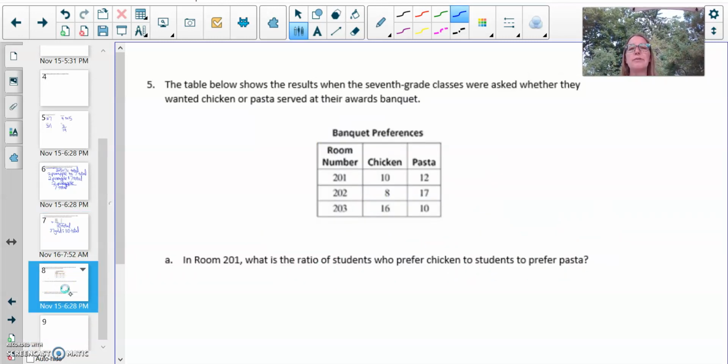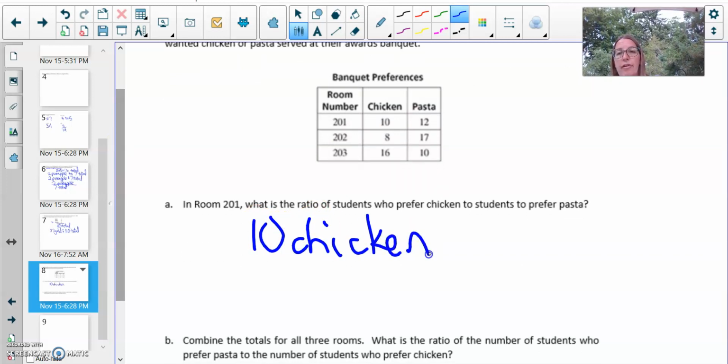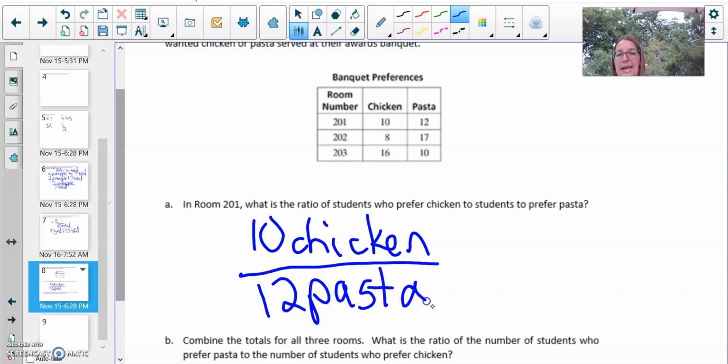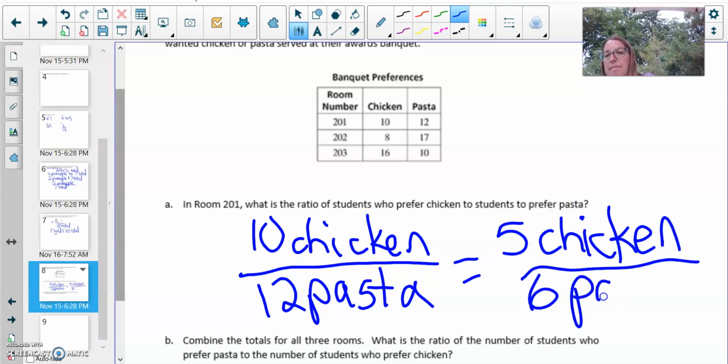Okay, the table below shows the results when the 7th grade classes were asked whether they wanted chicken or pasta served at their awards banquet. In room 201, what is the ratio of students who prefer chicken to the students who prefer pasta? So looking at just room 201, it's 10 chicken to 12 pasta. But that ratio can be simplified. So when I simplify it, it is 5 chicken to 6 pasta.